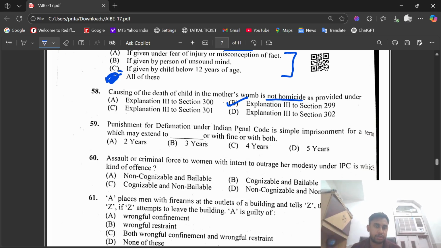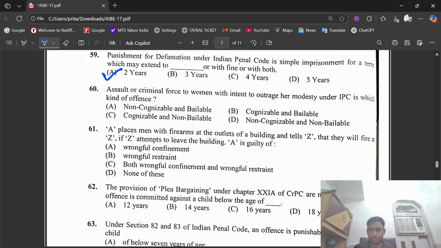Now next question is question number 59. Punishment for defamation under Indian Penal Code is simple imprisonment, as we all know, for a term which may extend to 2 years, or with fine, or with both. For what? For defamation. If I talk about defamation, the punishment is mentioned in section 500, and the definition is mentioned in section 499.